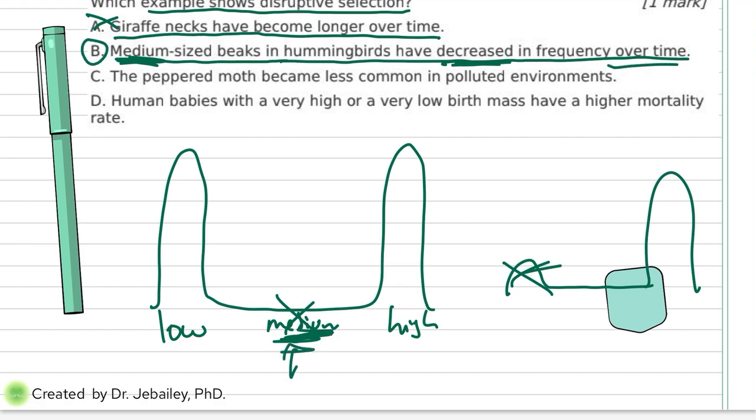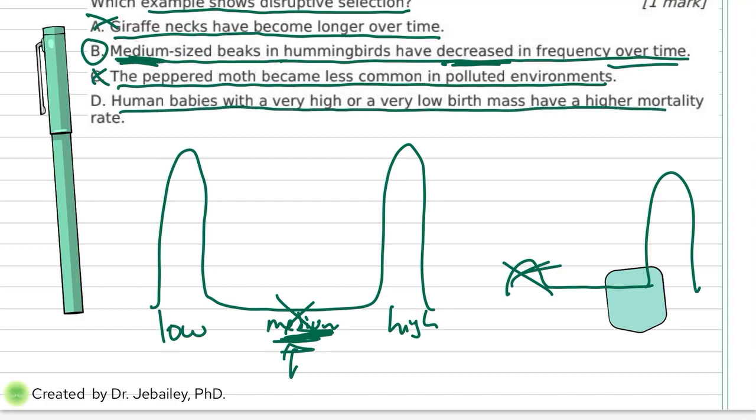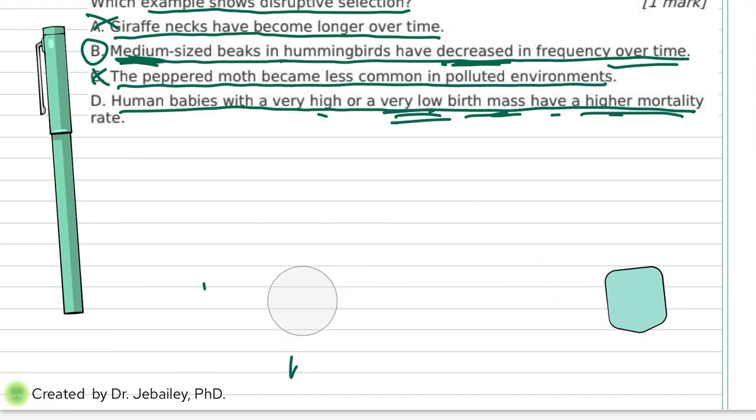That's possible. Now, the peppered moth became less common in polluted environments. The peppered moth being less common just means you are reducing. But what are we reducing? You don't have the middle ground, so no. Human babies with very high or very low birth mass have higher mortality rates, which would mean that the ones with very high or very low birth mass have higher mortality, so the graph would look like this. Because once again, this is telling you that there are no babies with high mass or low mass.